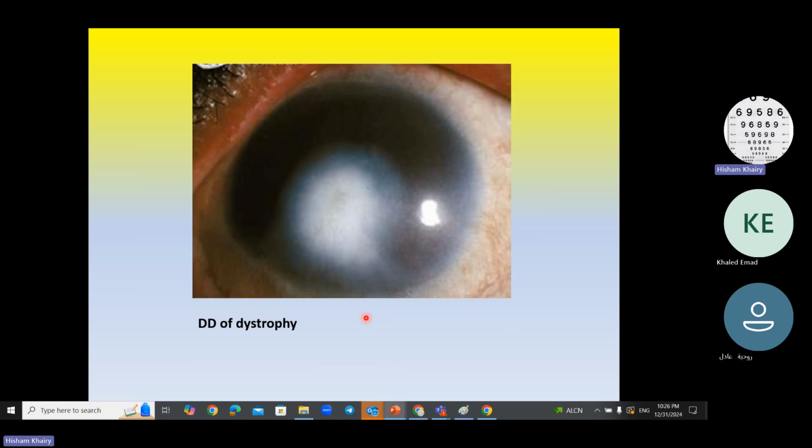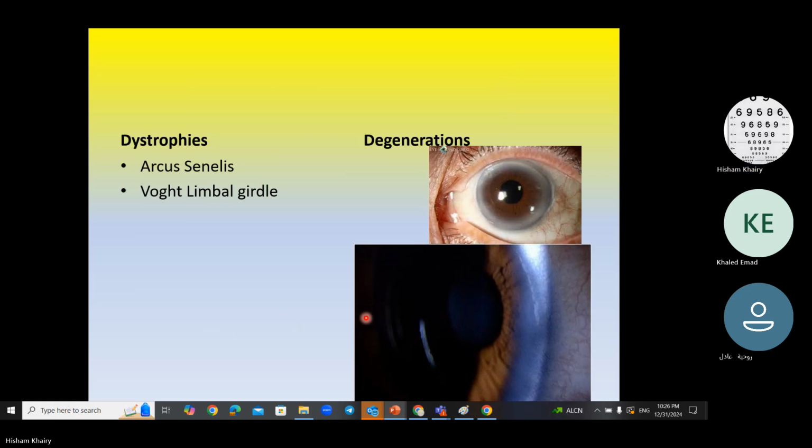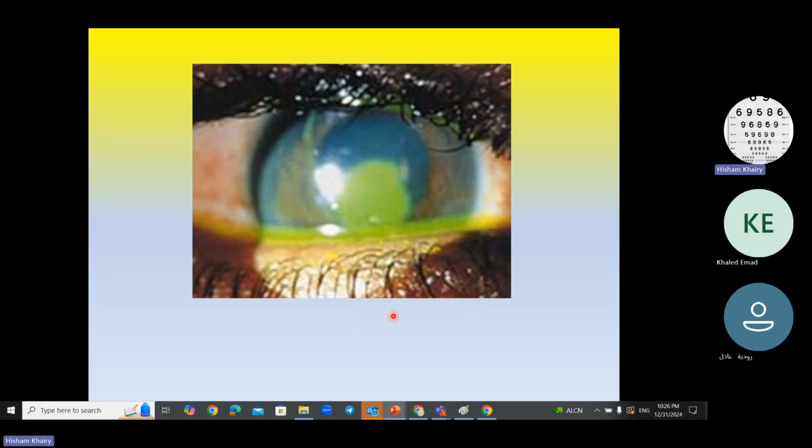What are the differential diagnoses of corneal dystrophy? Some of the degenerations, like lipoid degeneration. Lipoid degeneration may be associated with herpes simplex keratitis. It can be vascular, it shows vascularization. Then there is the arcus senilis, Vogt limbal girdle here. Recurrent corneal erosions.